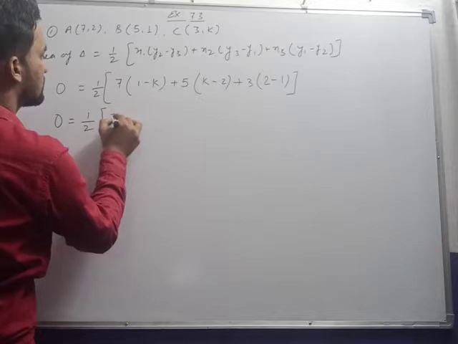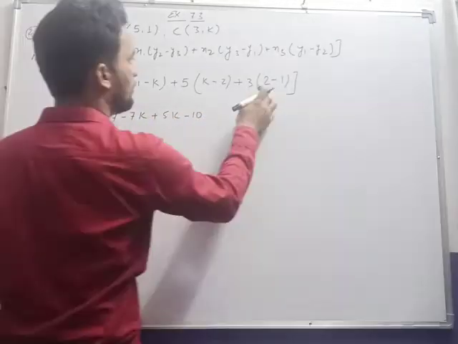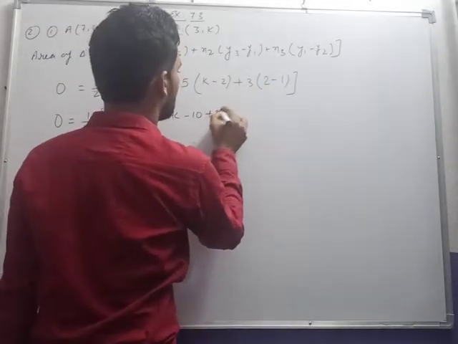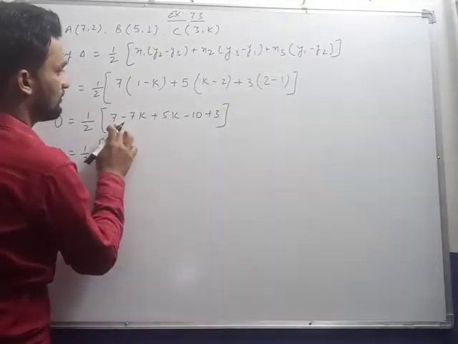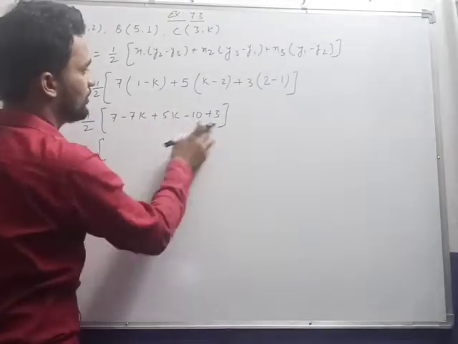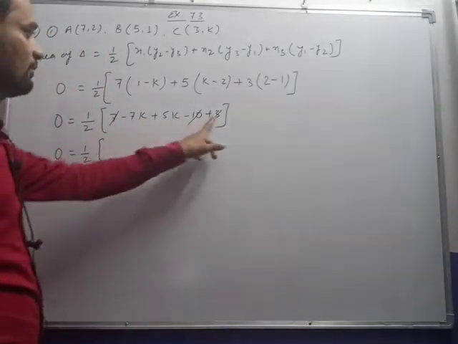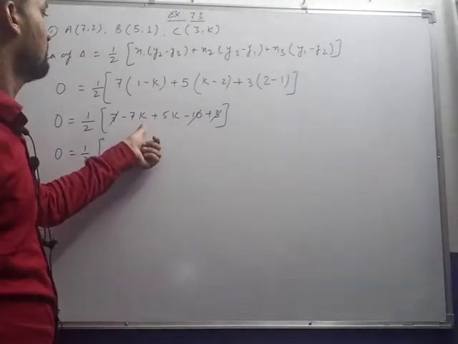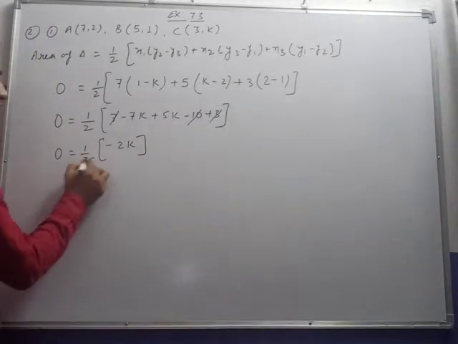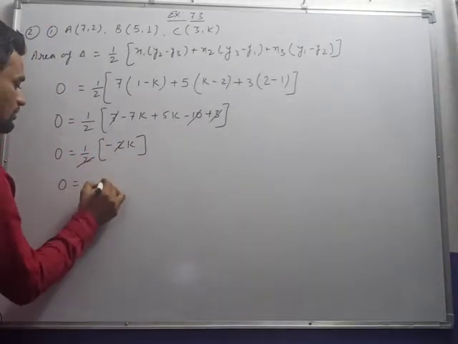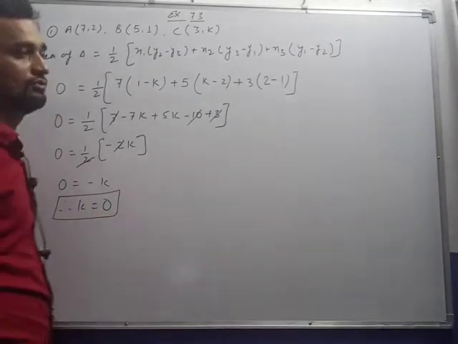So this will be 7 minus 7k plus 5k minus 10, and 2 minus 1 is 1, plus 3 into 1 is 3. So 0 is equal to 1 by 2 times 7 minus 7k plus 5k minus 10 plus 3. Here 7 plus 3 is 10, minus 10 is 0, so I am cancelling them out, don't be confused. So minus 7k plus 5k is minus 2k, and the 2 will cancel out. So 0 equals minus k, therefore k equals 0. So the value of k is 0.